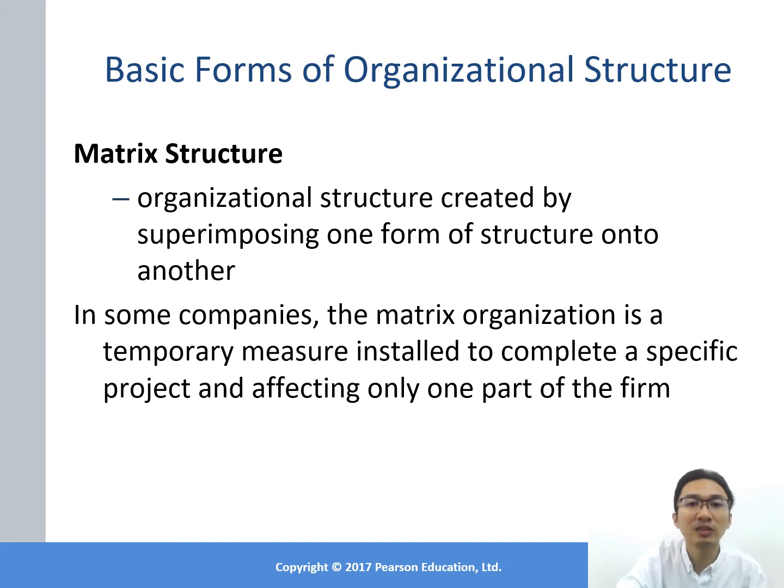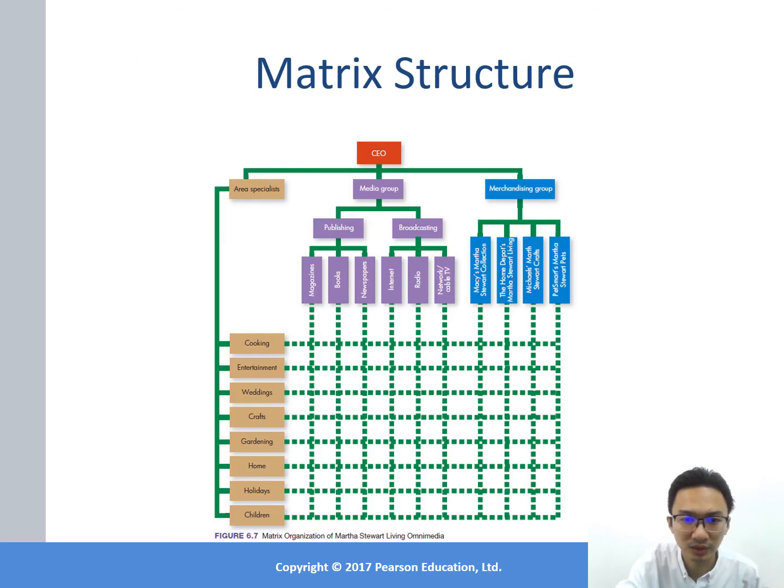Last one is matrix structure. So matrix structure actually happens sometimes, and when it happens, they combine two separate structures because they believe that it will work better. It is a little bit more complicated lah. You can see here. Okay. You can see that they combine.